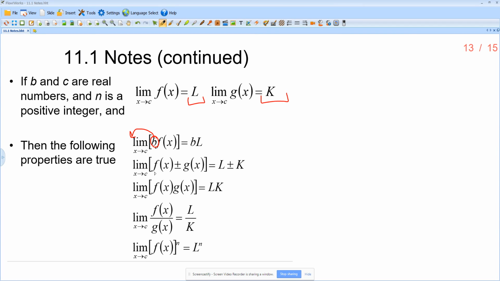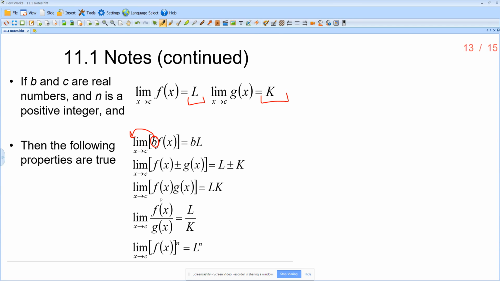The limit as x goes to c of f of x plus or minus g of x is L plus or minus k. So you're not distributing the limit here, but you're taking the limit of f of x and then separately taking the limit of g of x. So you'd get L and then plus or minus k. It's not distributing because the limit isn't actually a thing. It's not a numeric value. I can't multiply it in. It's sort of like an operation.